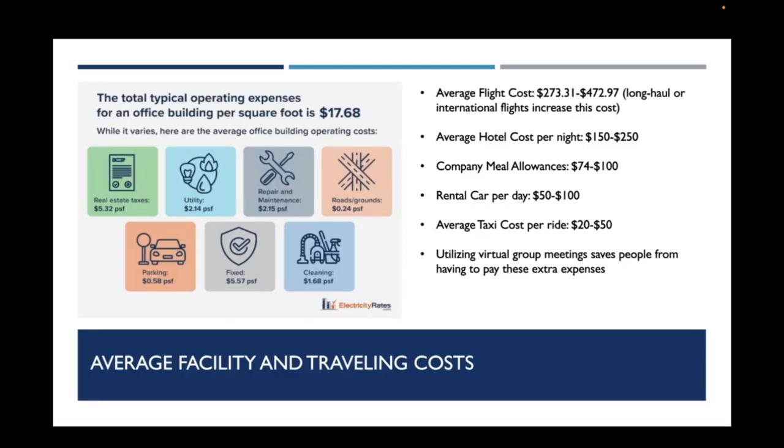And to the right, I just have some traveling costs. An average flight costs $273 to $472, and that can become even more expensive with international flights or just long-haul flights. And the average hotel cost can go to $150 to $250, and I have more examples below too. So just utilizing virtual group meetings is going to save people from having to pay these extra expenses. Those past few slides I talked about are just the financial benefits that come with utilizing virtual groups.